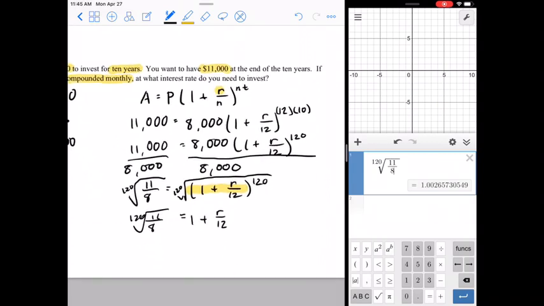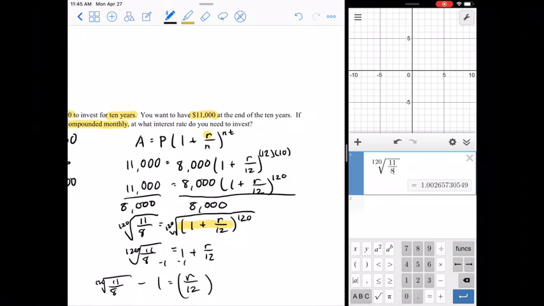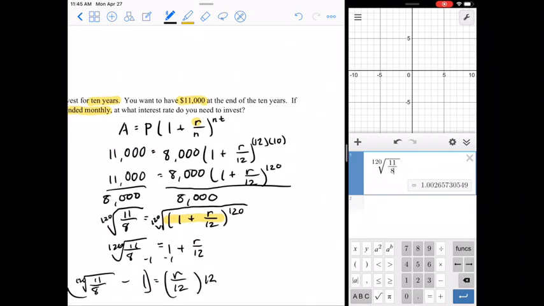We need to get the r by itself. So I need to subtract 1 from both sides. So it's the 120th root of 11/8 minus 1 is equal to r over 12. Still not isolated, but we would want to multiply both sides by 12. So again, I'm going to write it over here. So r, once I multiply both sides by 12, it's isolated and I get 12 times the 120th root of 11/8 minus 1. Let's just put all of that in our calculator.